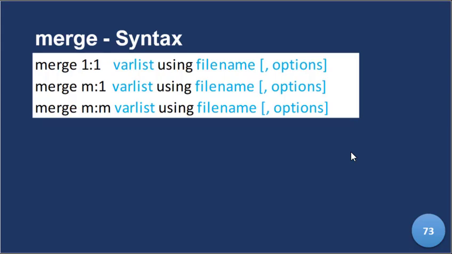Or the master side can be many and the using side can be one. One to many, so it can swap. That means I can bring the books, load it into my data set, then merge it using the variables. So all this will practicalize, and I'm sure it will get clearer.